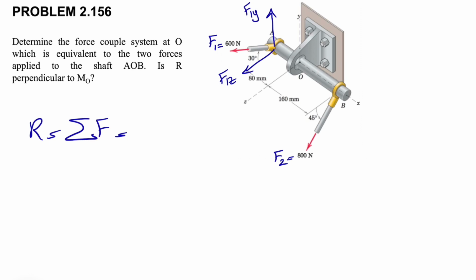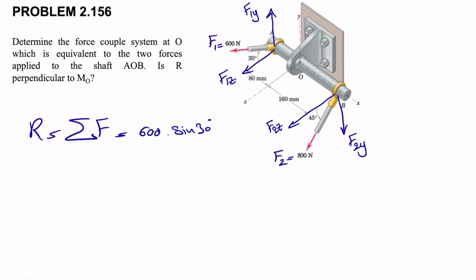We'll see that F1 is in the YZ plane, which means there is no X component, and this will be the Z component, and this will be our F1 Y component. And we'll have the same thing for F2. It only has one Y component and one Z component, so this will be the Y component, and this will be the Z component. So let's find each of these two forces.